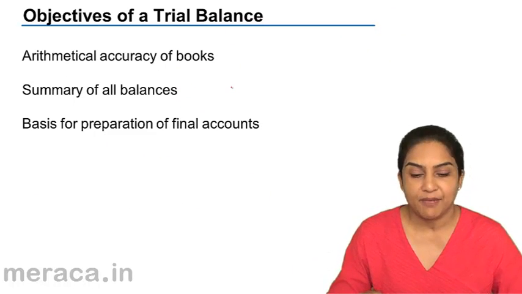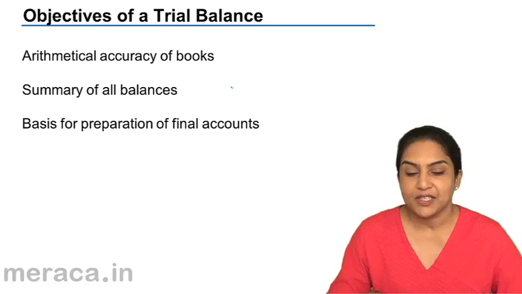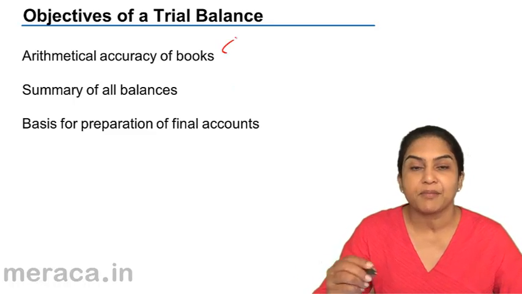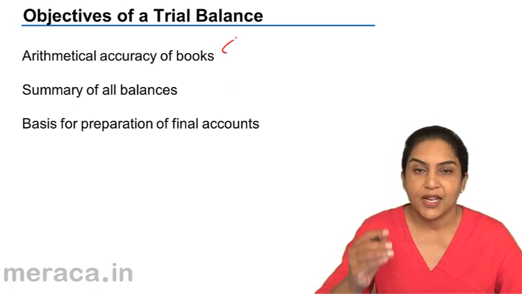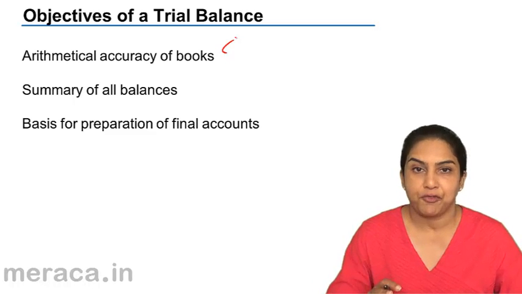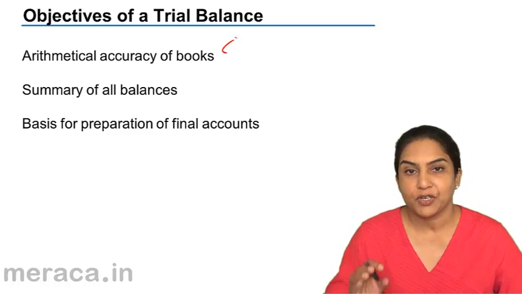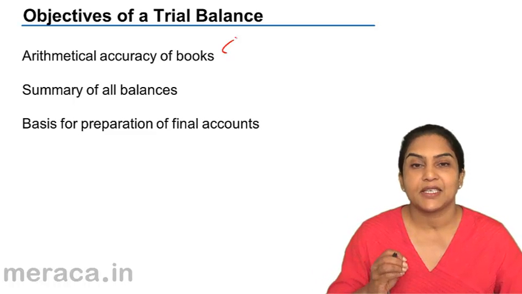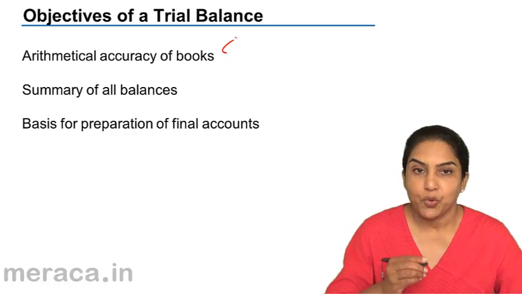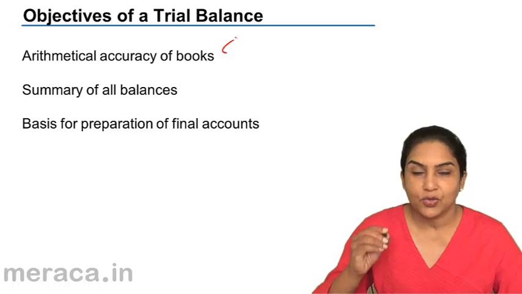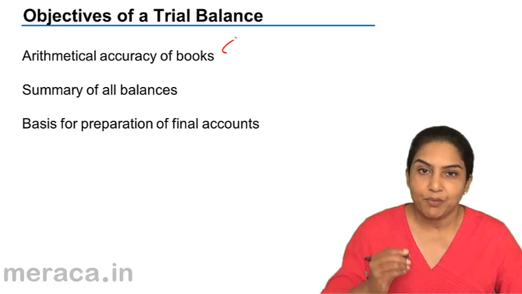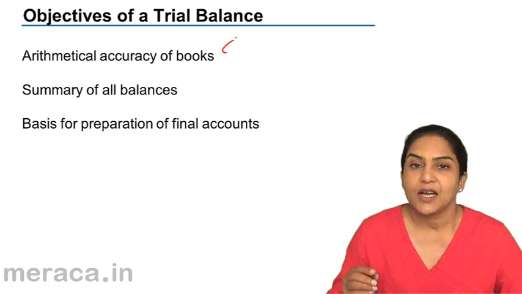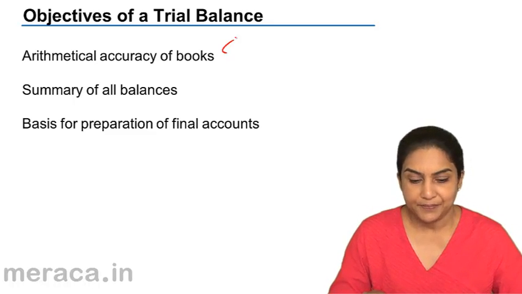So what are the objectives of a trial balance? Why is a trial balance prepared? The trial balance is prepared, one, to confirm the arithmetical accuracy of the books. Like we discussed, if the debit total is not equal to the credit total, there is some mistake that has happened. While posting, or while totaling, which is called casting, or while entering, some errors have been made.